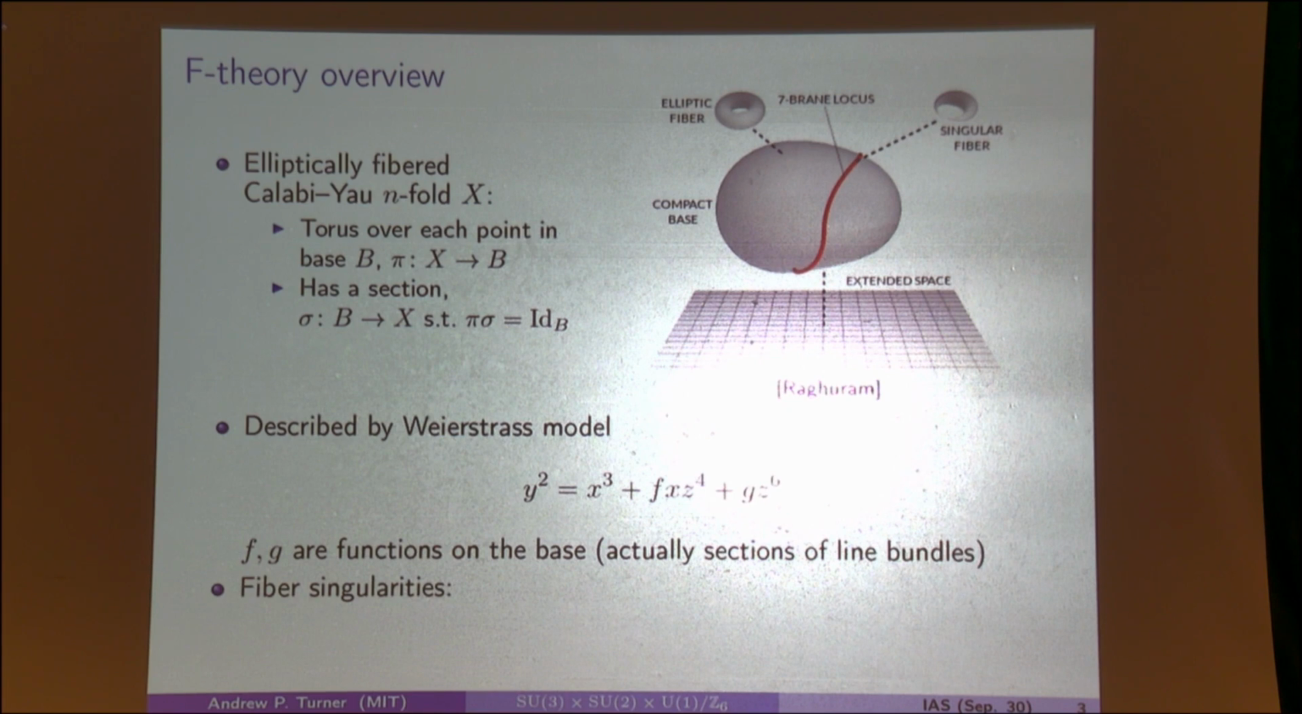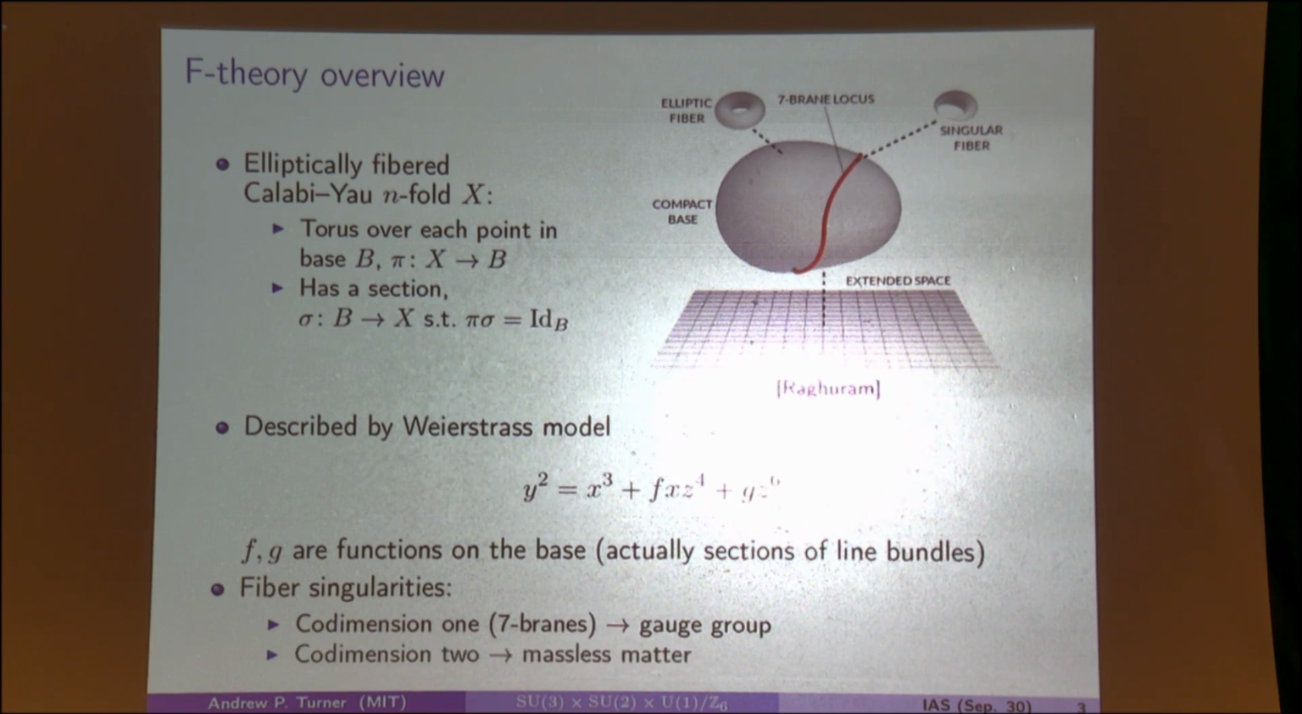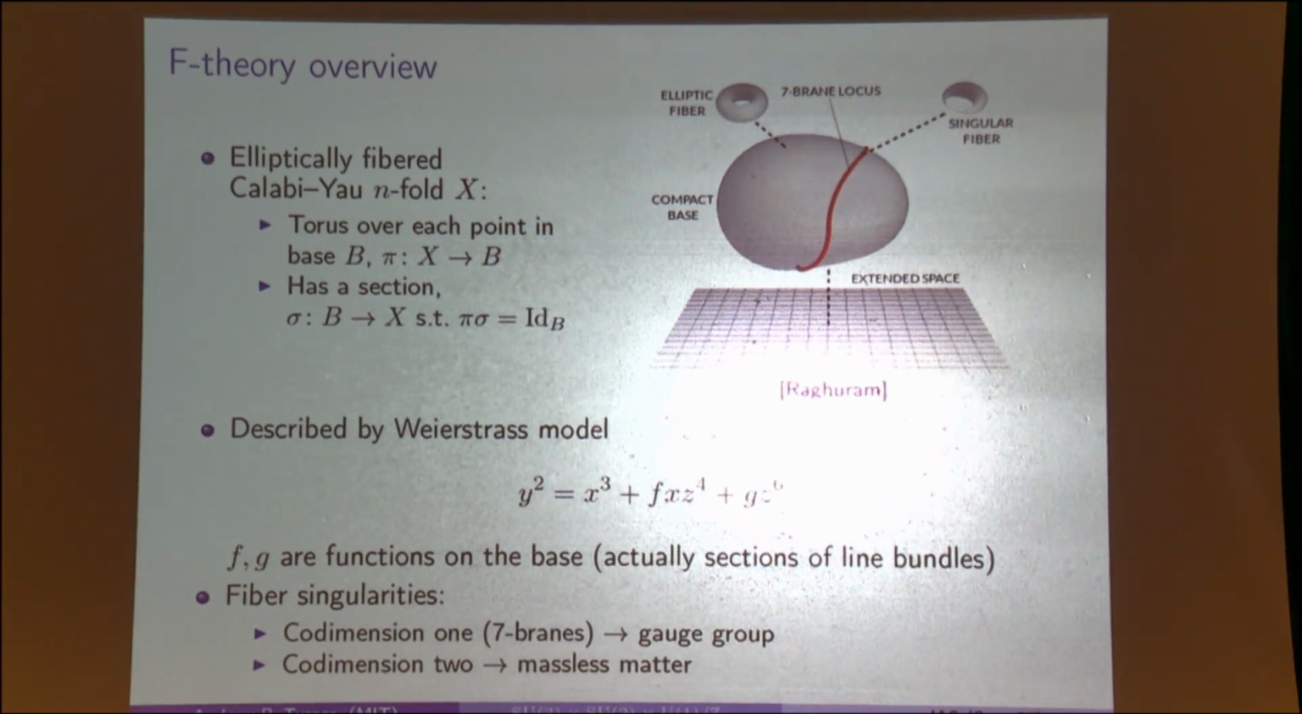And what we're interested in is where the fiber of this elliptic fibration becomes singular. So at codimension 1, for example, along this red curve shown here, when the fiber becomes singular, that means that there are 7-branes wrapping this codimension 1 divisor. And this gives rise to a gauge group. So here are your singular fibers over this codimension 1 locus. At codimension 2, if we have enhancement of singularities, then this gives rise to massless matter. And you can talk about what happens at higher codimension, but this is what we're going to focus on for this talk.